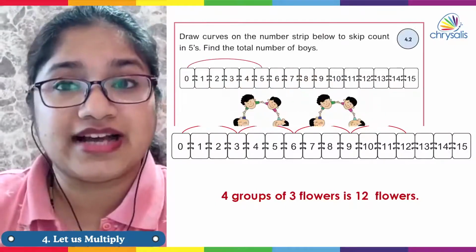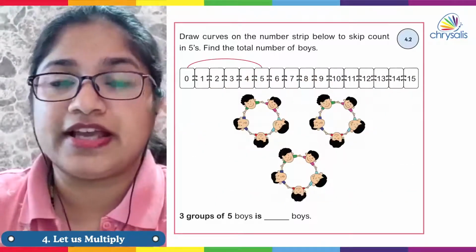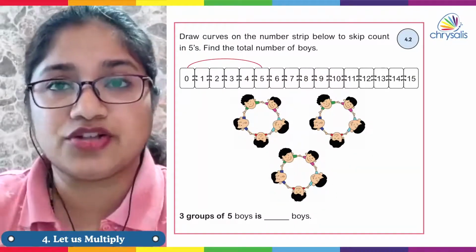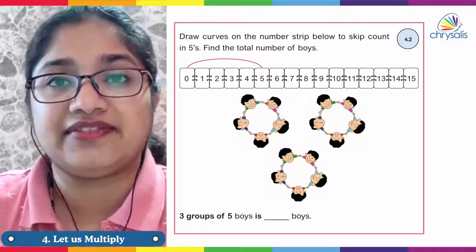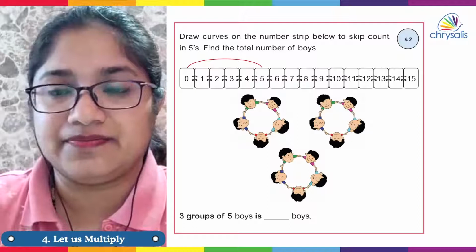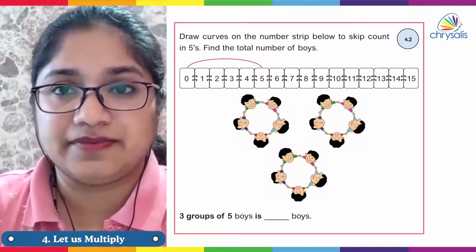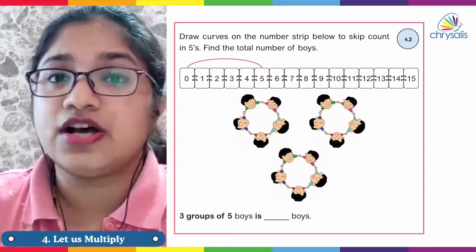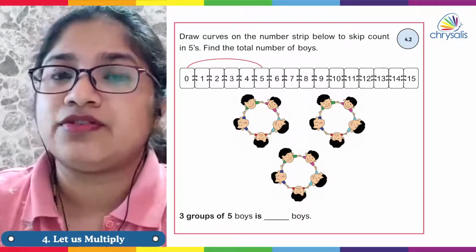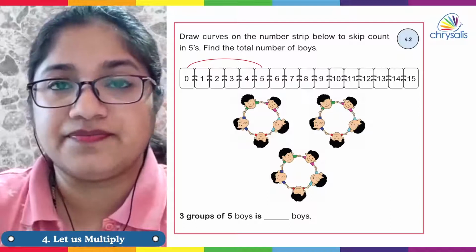Now let's work on the activity 4.2. If you have your studio with you, open page number 71, and if not, you can use your notebook and write activity number 4.2 to do this activity. Read the instructions with me. Draw curves on the number strip below to skip count in 5s. Find the total number of boys.